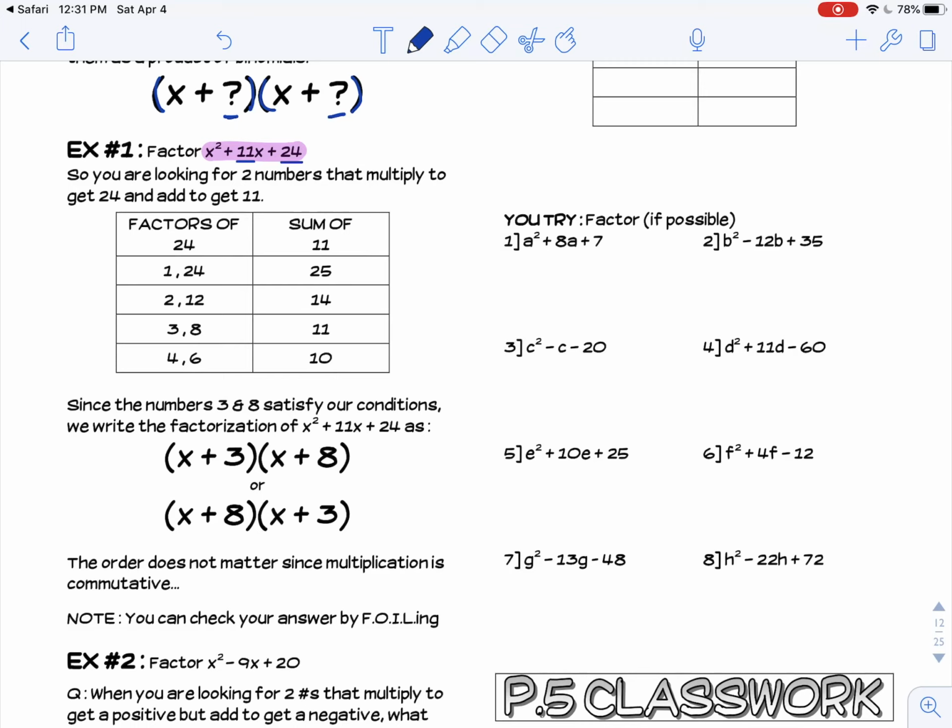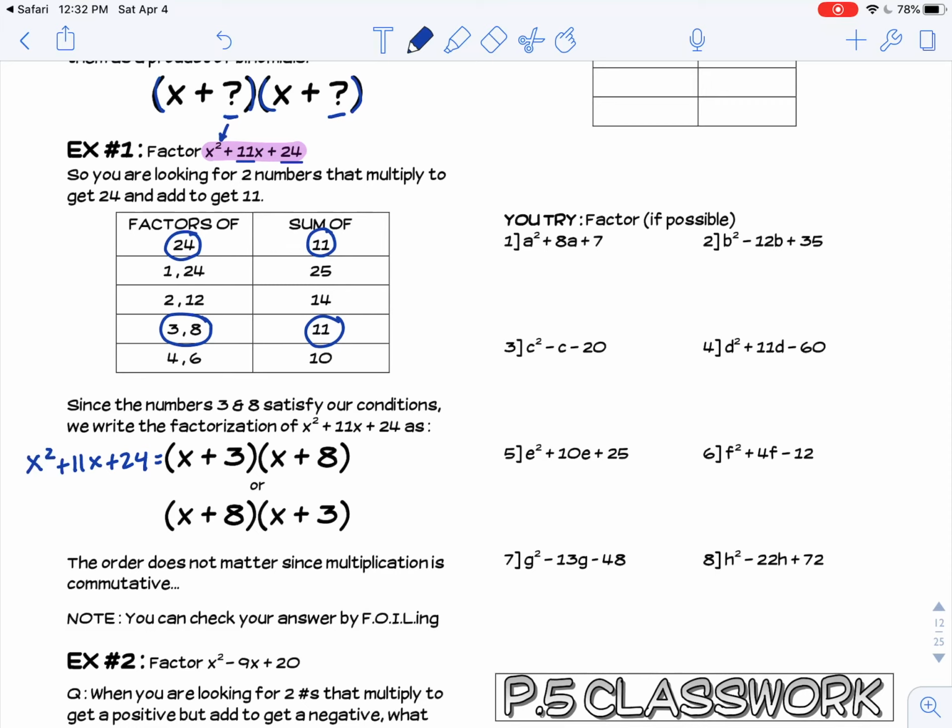I could do 3 times 8, which gives me a sum of 11 and a product of 24. I could do 4 times 6, but that doesn't give me a sum of 11. So I'm looking for which two numbers give me a product of 24 and a sum of 11. So 3 times 8 gives me a product of 24 and a sum of 11. So when I factor this, I now get x squared plus 11x plus 24 equals x plus 3 times x plus 8. This is factored down.